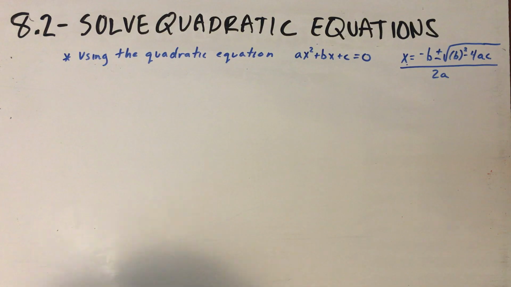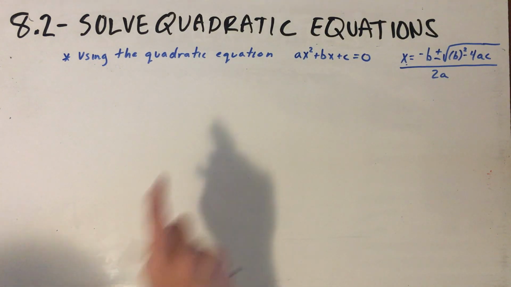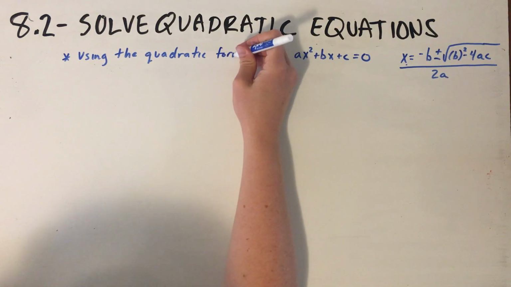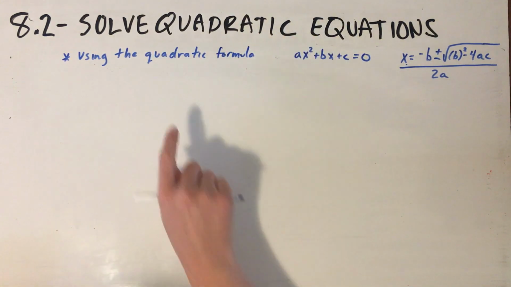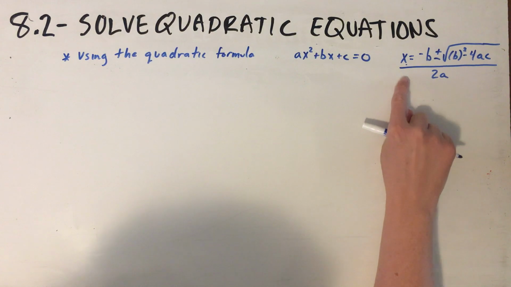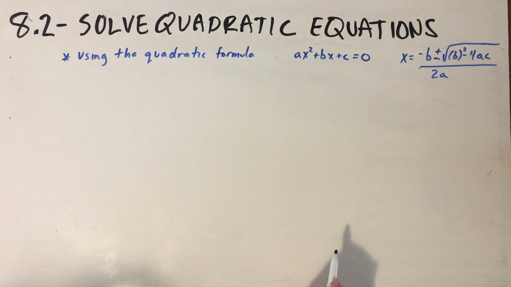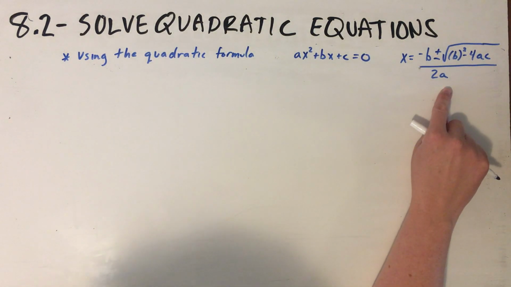We're in 8.2 and we're still working on solving quadratic equations. This time we're going to solve them using the quadratic formula, or the quadratic equation. Those are the same thing; people use those interchangeably. The quadratic formula is x equals negative b plus or minus the square root of b squared minus 4ac all over 2a.